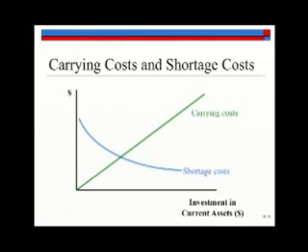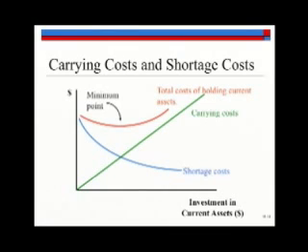On the other hand, as we increase our investment in current assets, our carrying costs rise. We have more money tied up in inventory, in accounts receivable, things like that. So putting those two costs together, adding them together, we get this sort of U-shaped curve. And as you can see, there's possibly a minimum, a point where that total cost is the lowest, and that minimum point would be the ideal level of current assets for us.